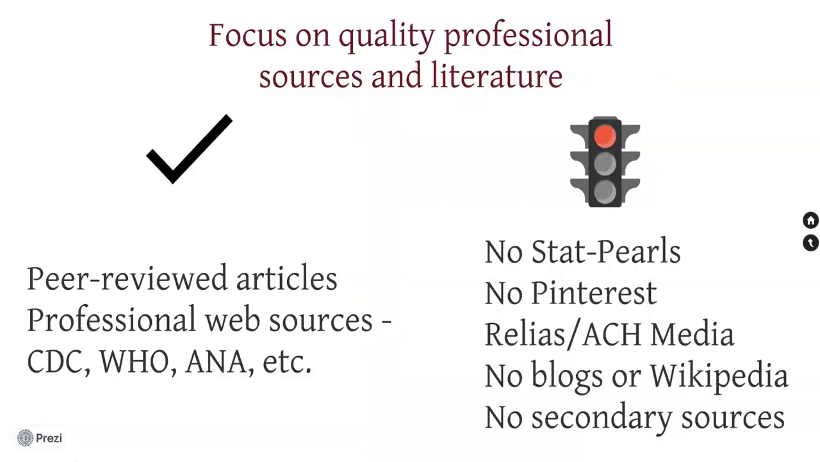Now for this assignment, you're going to want to focus on quality professional sources and literature. Now, there are quality resources. For example, if you go into the database CINAHL or PubMed available through the Greg Graniteville Library, you'll be able to access a wealth of peer-reviewed journal articles. But you can also use professional web sources. So if you go out on the web and you find something that's done by a profession, like the American Nursing Association or the CDC, those are also going to be acceptable web sources.